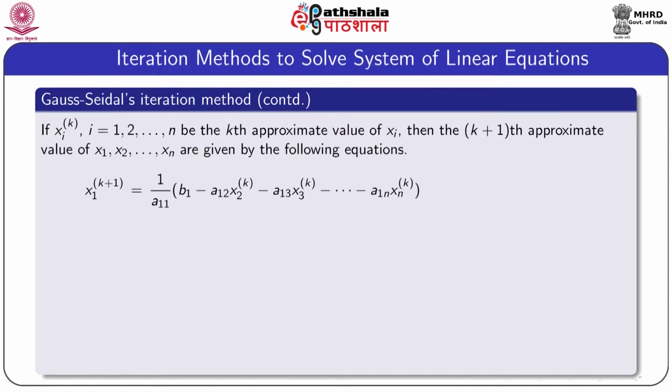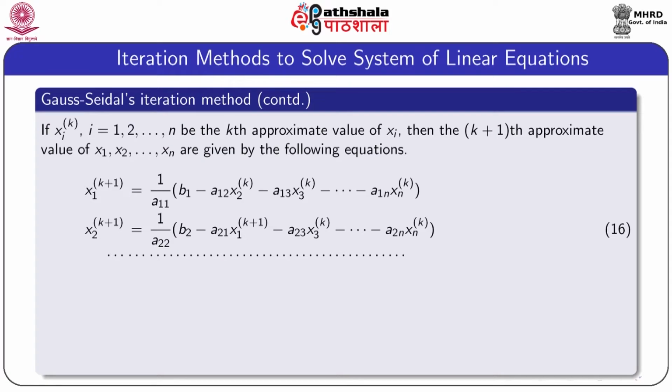If xi^k is the kth approximate value of the variable xi, then the (k+1)th approximate values of the variables x1, x2 up to xn are given by the following system of equations. The first equation of the system is this one: x1^(k+1) equal to 1 by a11 into b1 minus a12 x2^k minus a13 x3^k minus dot dot dot minus a1n xn^k. That means the kth iterated values of the variables x2, x3 up to xn are used to calculate the value of x1 at the (k+1)th stage.